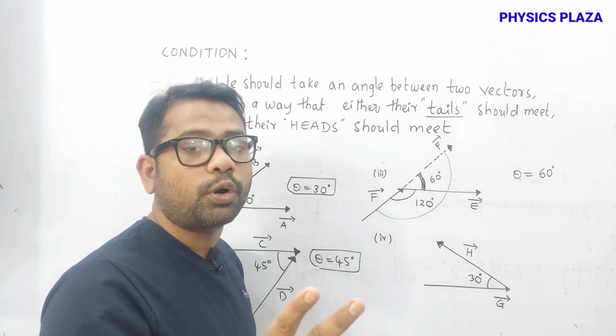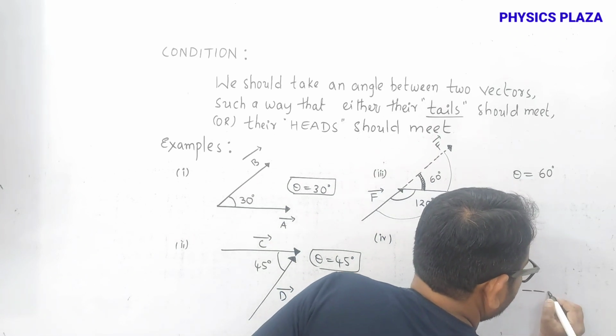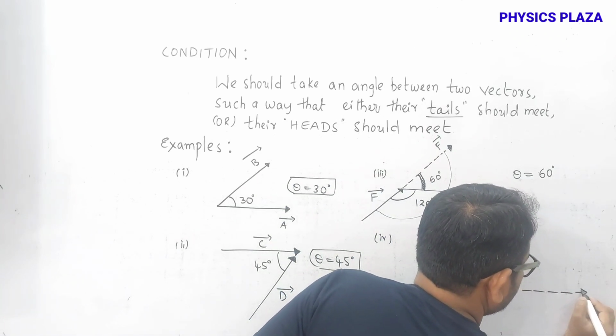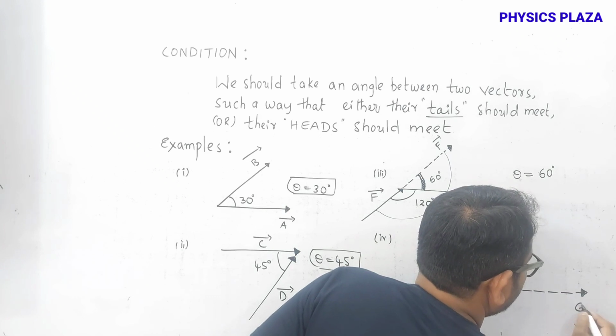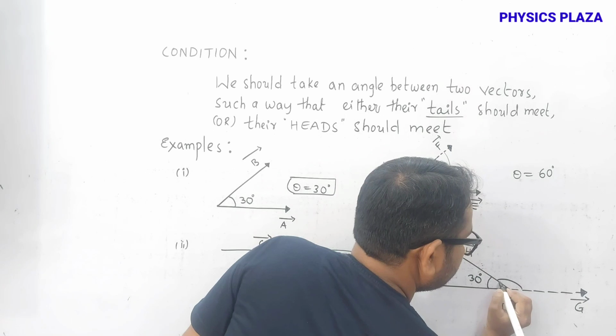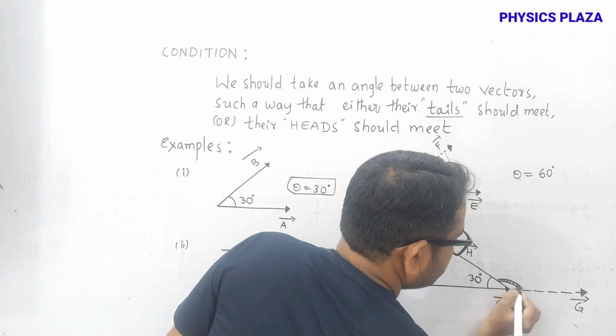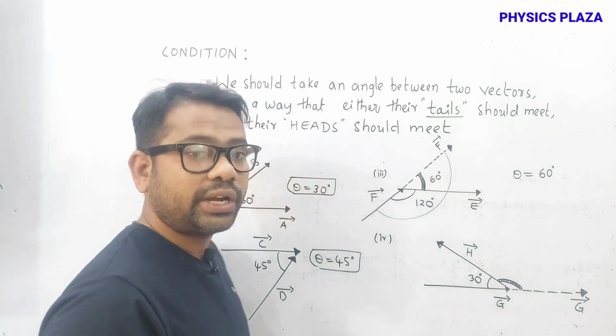Not everything is okay, two possibilities are there actually. So here let us shift vector G parallel to itself like this. So this is vector G. Now this will be the angle between vector G and H. This will be the angle between G and H.